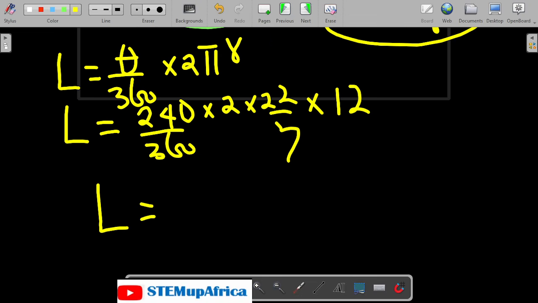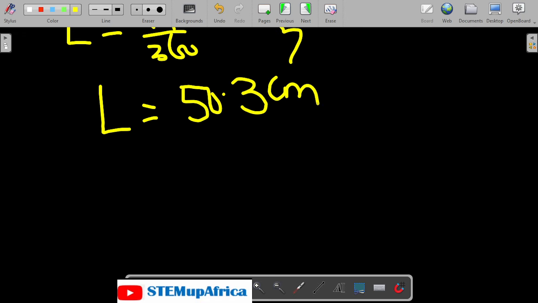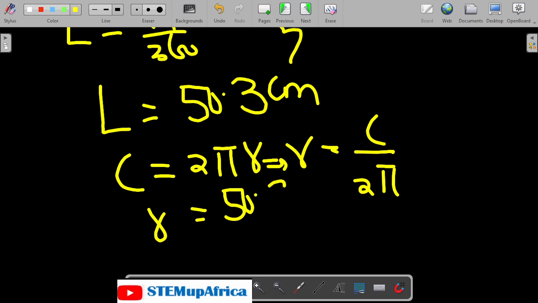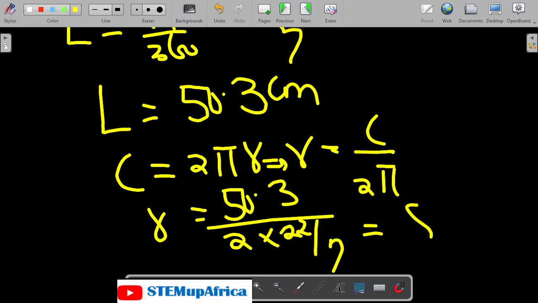So the length of arc, I multiply and divide. That will give us, let me multiply from my end. Length of arc will give us 50.3 cm. The length of the arc is equivalent to the circumference. So my C now is 2 pi r. So r is simply C over 2 pi. So the r will give me 50.3 over 2 times 22/7. For multiply and divide, the r will give me 8 cm. That is now the radius.